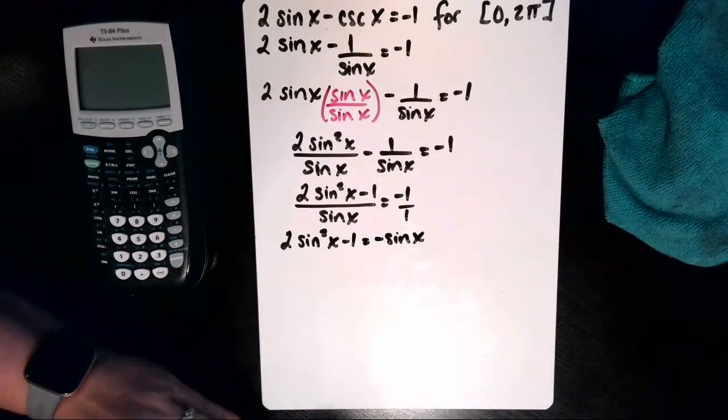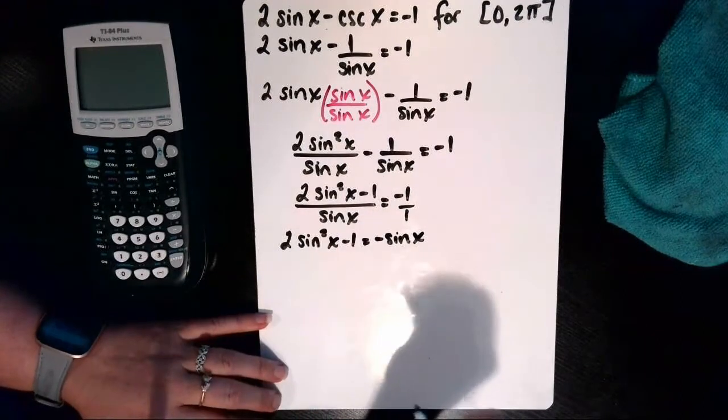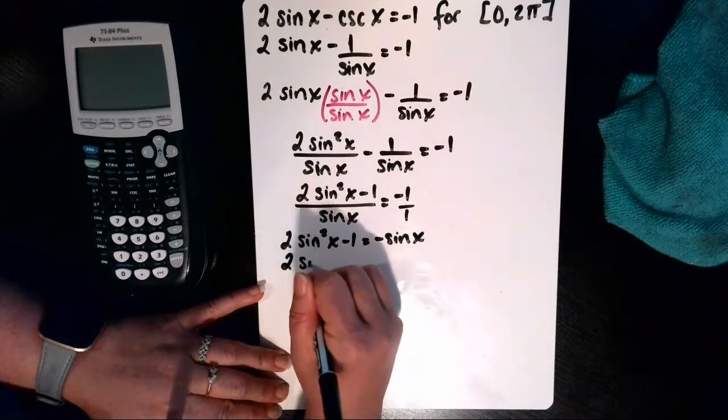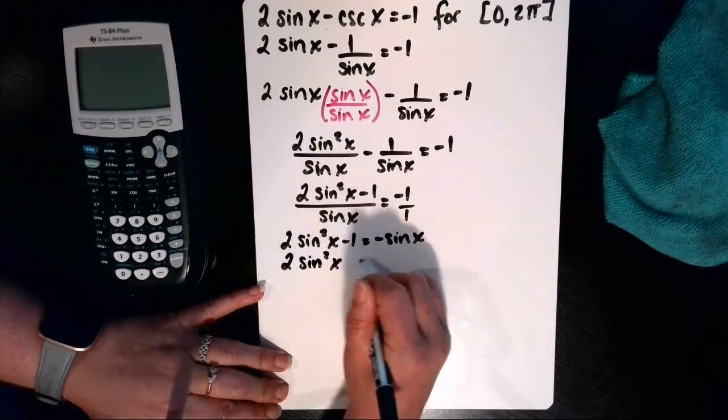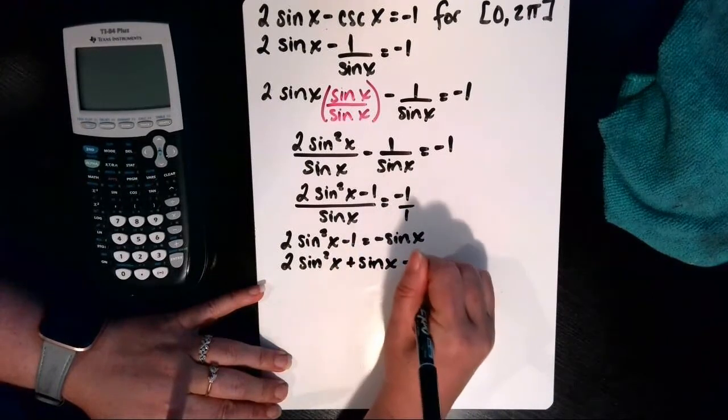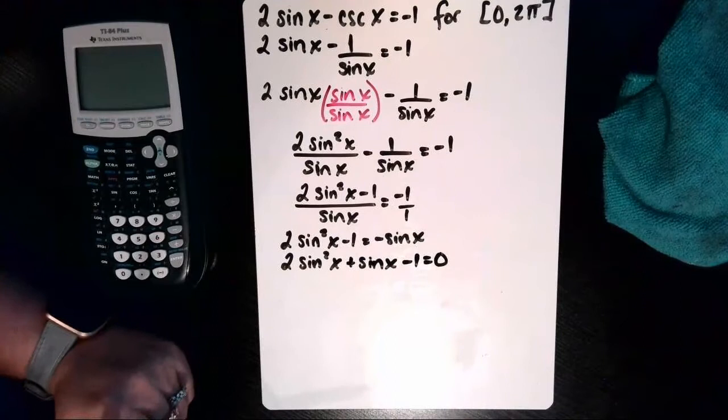And this is quadratic with that sine squared x. So we're going to set this equal to 0. So 2 sine squared x, and then we add the sine of x to this side. And then that's -1 is equal to 0.